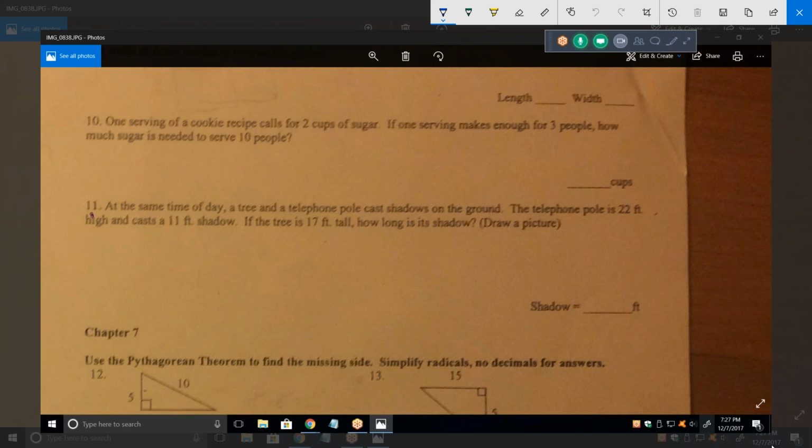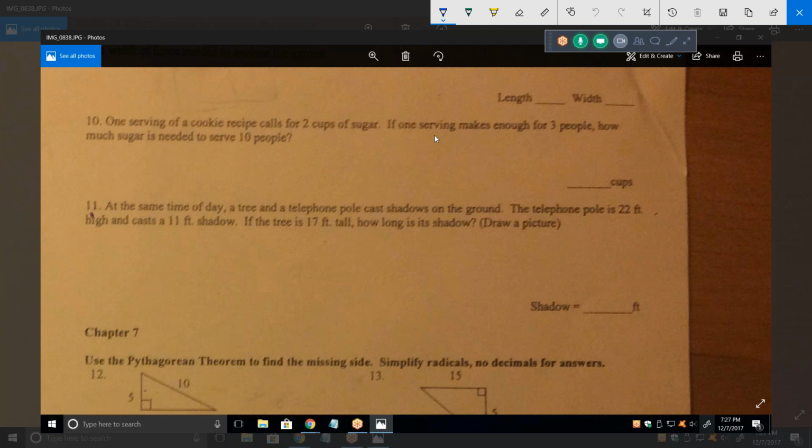One serving calls for 2 cups of sugar. Wow, that must be a big cookie. Are you kidding me? 2 cups of sugar? That is a ton of sugar for one cookie. Okay, if... Oh, I see. One serving makes enough for 3 people. That's still a lot of sugar per person. How much sugar is needed to serve 10 people?